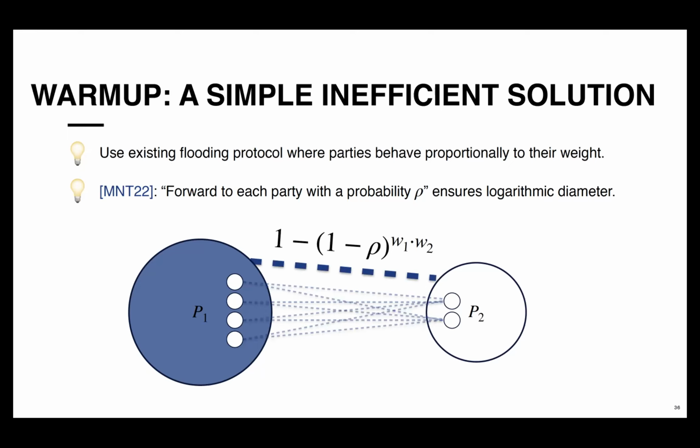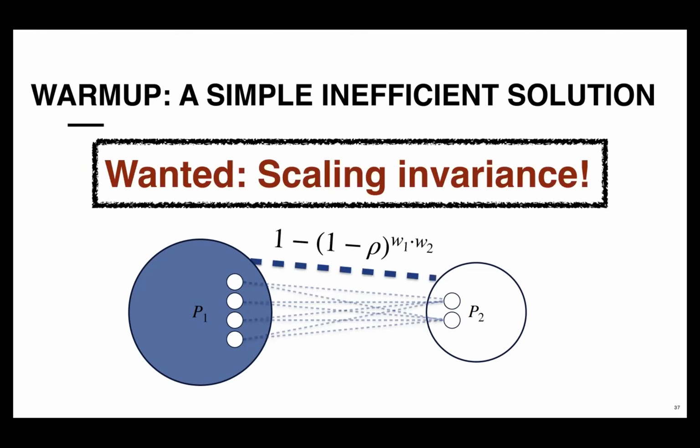However, this has a few unfortunate properties. If we double the total amount of weight in the system, then this probability will increase by quite a bit. So what we intuitively want is that even though we double the amount of weight, this probability shouldn't change. So our protocol should be invariant to scaling of weights.